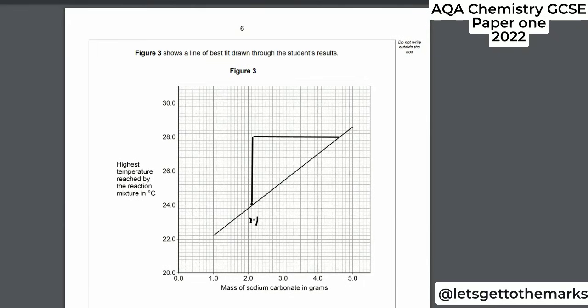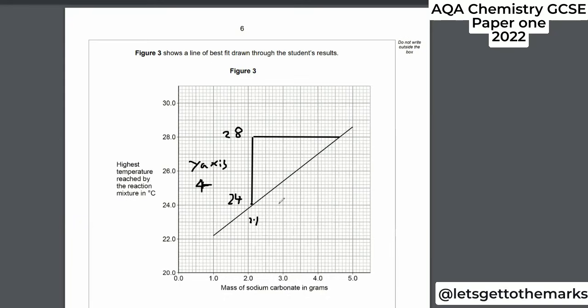This is 20 over here. This is 24, and this is 28. So I know that my y-axis has a difference of 4.